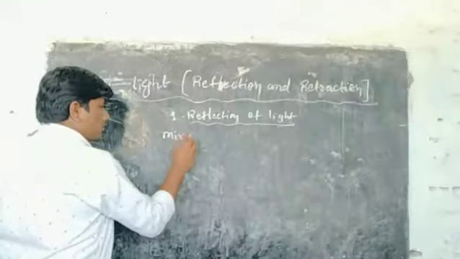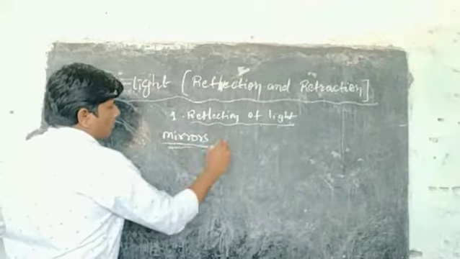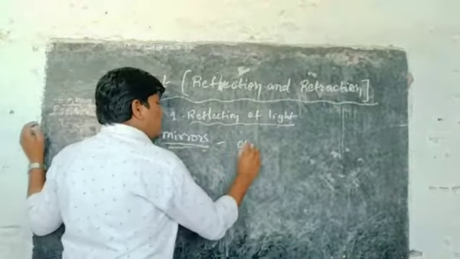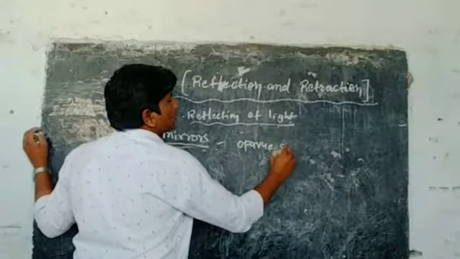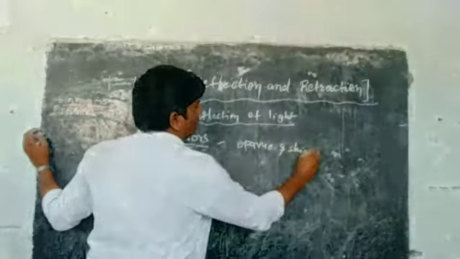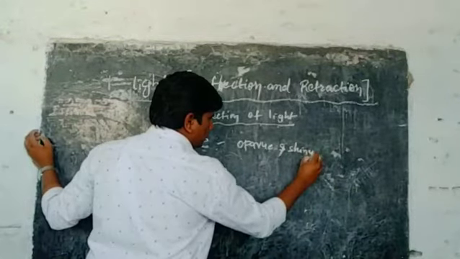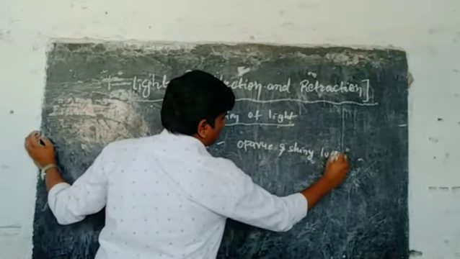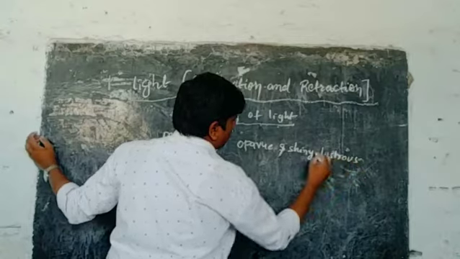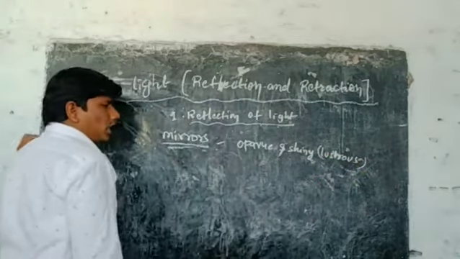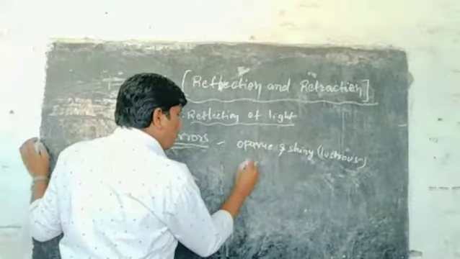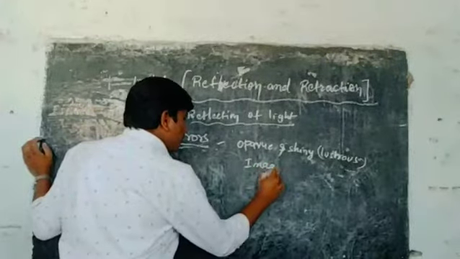Mirrors. Mirrors are opaque and shiny, that is lustrous, objects which form images.